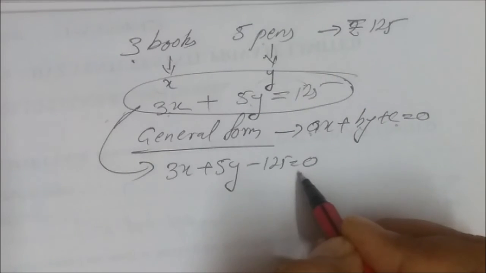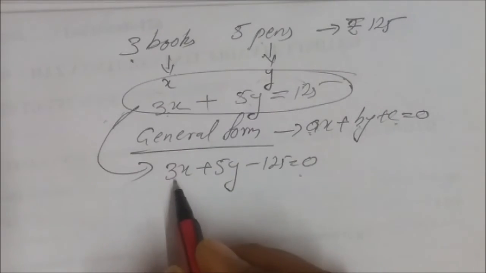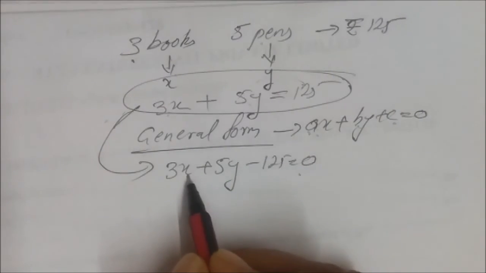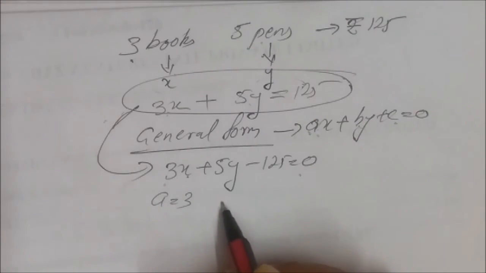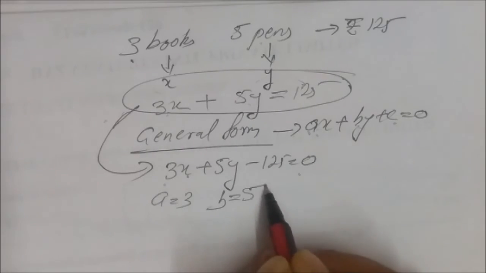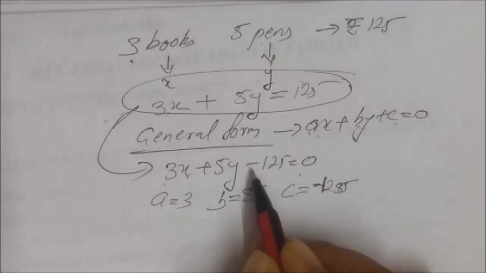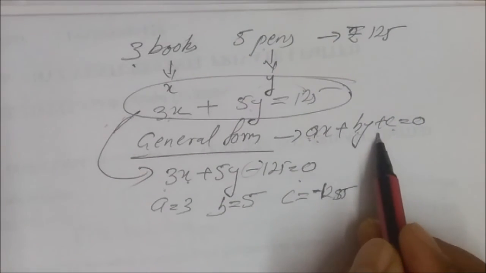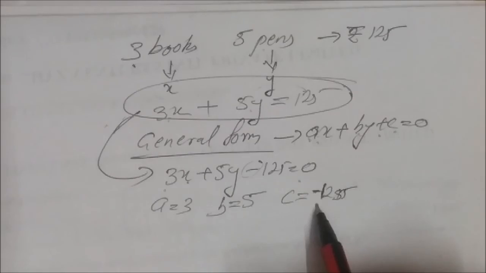From this equation, could you please tell me the values of a, b and c? What is a? a is the coefficient of x. What is the coefficient of x here? It is 3, so a is equal to 3. The coefficient of y is 5, so b is equal to 5. And the constant term is minus 125. From where did I get this minus? It is the sign of this term, because in the general form there is a plus, so whenever a negative term comes, you have to write the minus also.